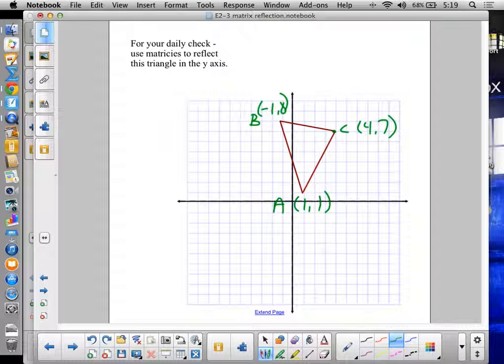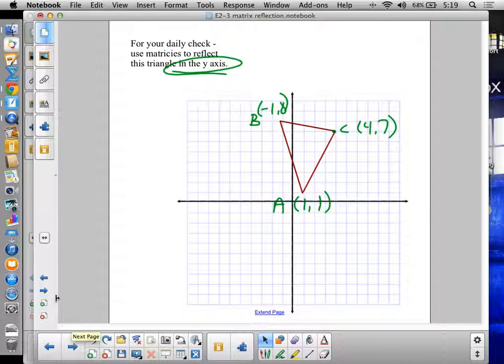So that'll help you set up your coordinate matrix. You're going to have to pick the correct reflection matrix and do the multiplication. And I'm going to want to see that multiplication worked out, not just a picture. I want to see the multiplication itself. Remember, you're reflecting in the y-axis. Give it a shot, and we'll see you in class.